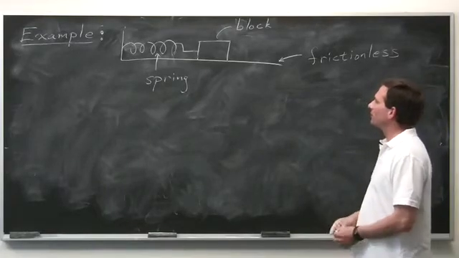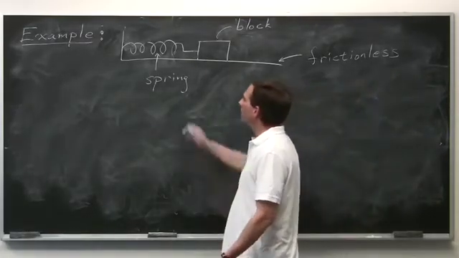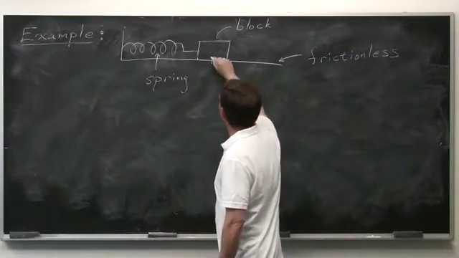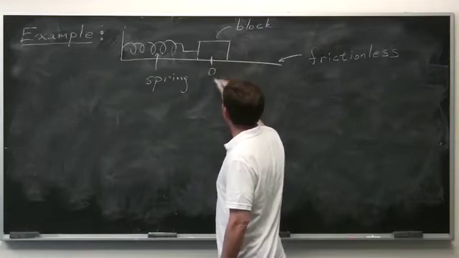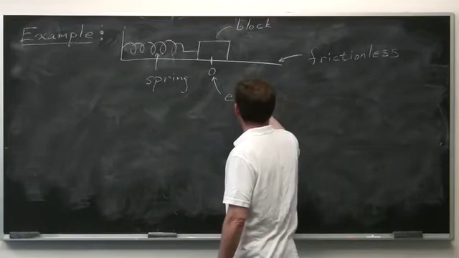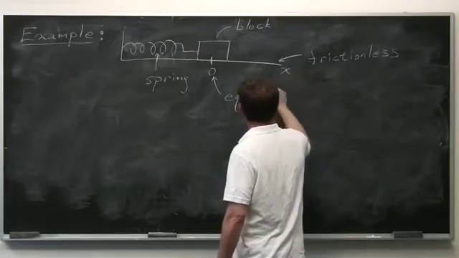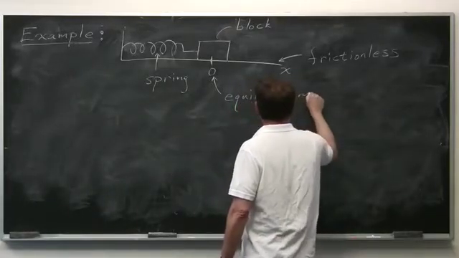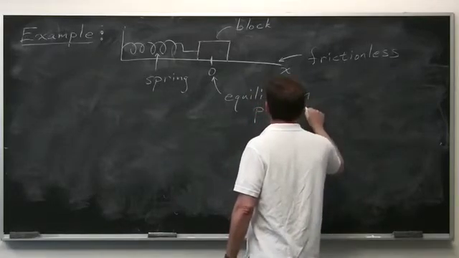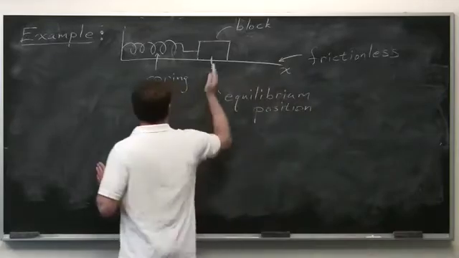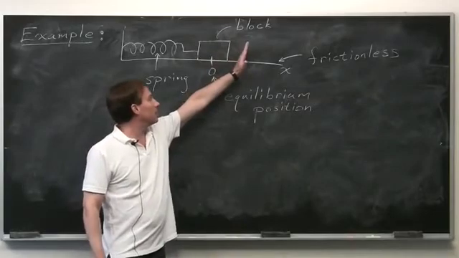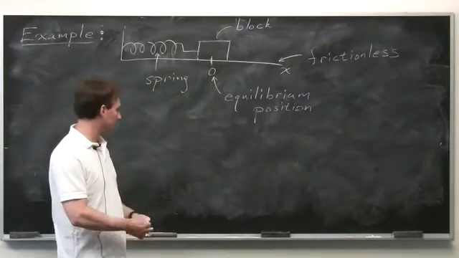So you have this block on a spring, and if you just let the spring sit at its natural length, the center of the block would sit at some position, and we call that position 0, and it's also called the equilibrium position. And I'll label this as the x-axis, and to the right of the equilibrium position will be the positive direction, to the left will be the negative direction.